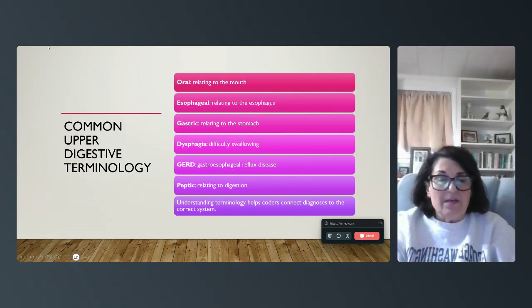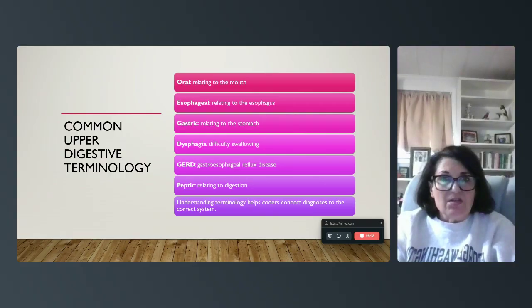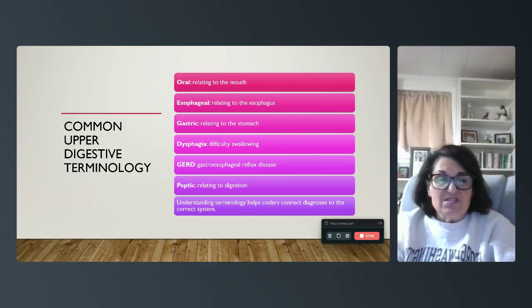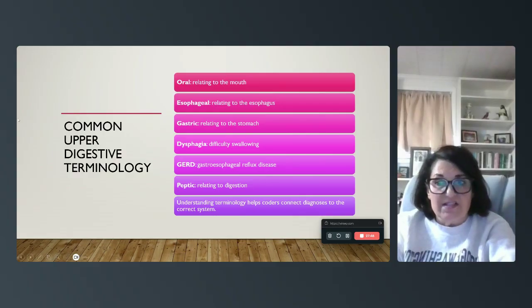Here's common upper digestive terminology. You have oral, relating to the mouth; esophageal, relating to the esophagus; gastric, relating to the stomach; dysphagia, which means difficulty swallowing; GERD, which is also gastroesophageal reflux disease; and peptic, relating to digestion. It's just important to understand these terms and know that they are related to the upper digestive system.